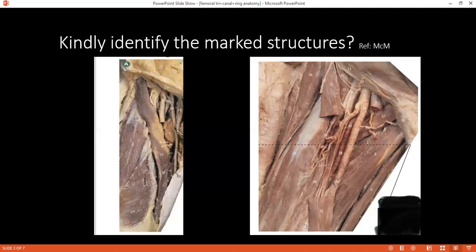Can you please tell me how the femoral sheath is formed? The femoral sheath is formed from the transversalis fascia and the iliacus fascia. Yes. And it is a funnel shaped extension from the abdomen to the thigh, approximately 4 centimeter long, through which the femoral vessels enter the thigh from the abdomen.